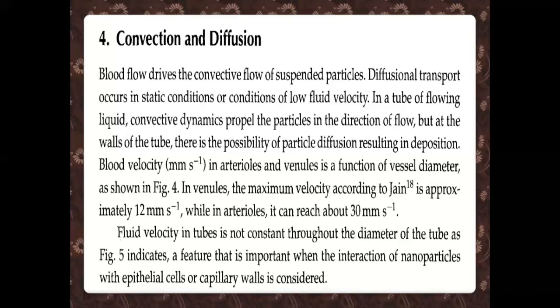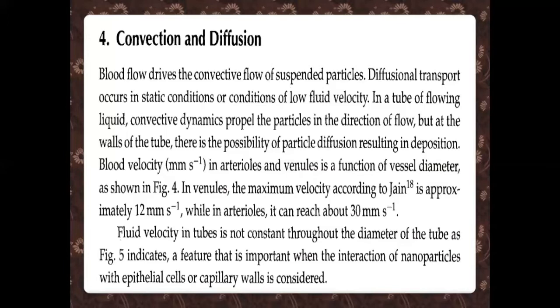So blood velocity, that is the rate or speed at which blood flow happens, in millimeter per second in arterioles and venules, is a function of vessel diameter. So the diameter of the blood vessels is going to decide the blood velocity. In veins or venules, the maximum velocity, according to a group of people who have identified it, is approximately 12 millimeter per second. That is the maximum velocity of the blood in veins.